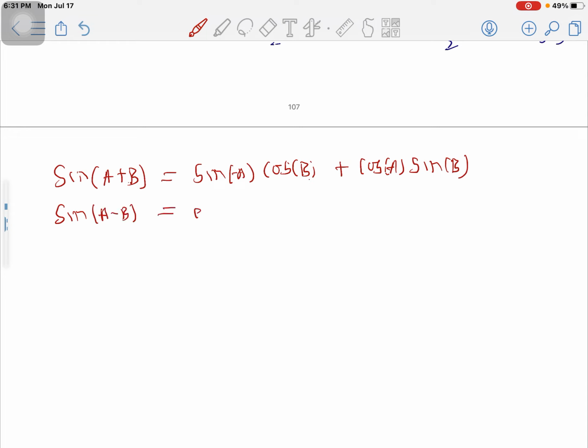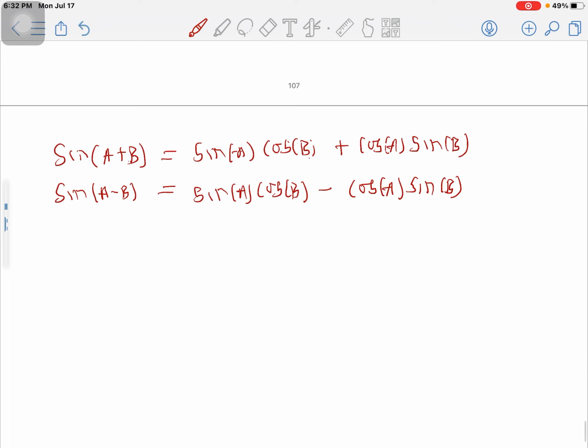Now let's talk about the second one. The second one is sine of a minus b, which is equal to sine of a cos of b minus cos of a sine of b.